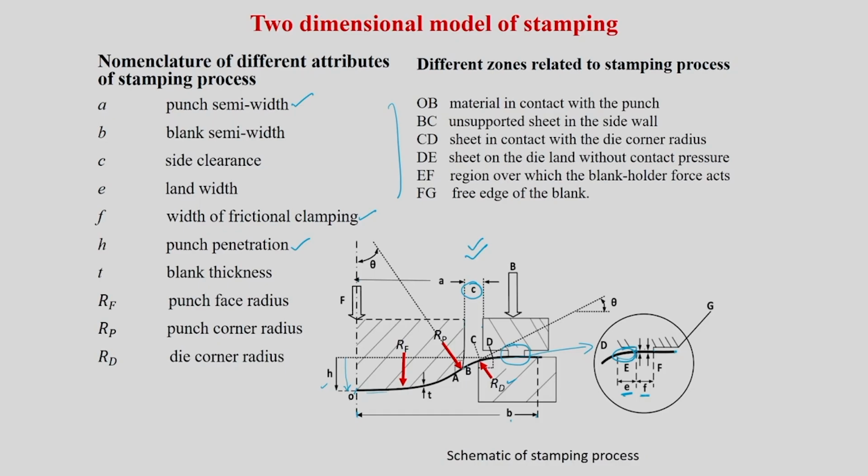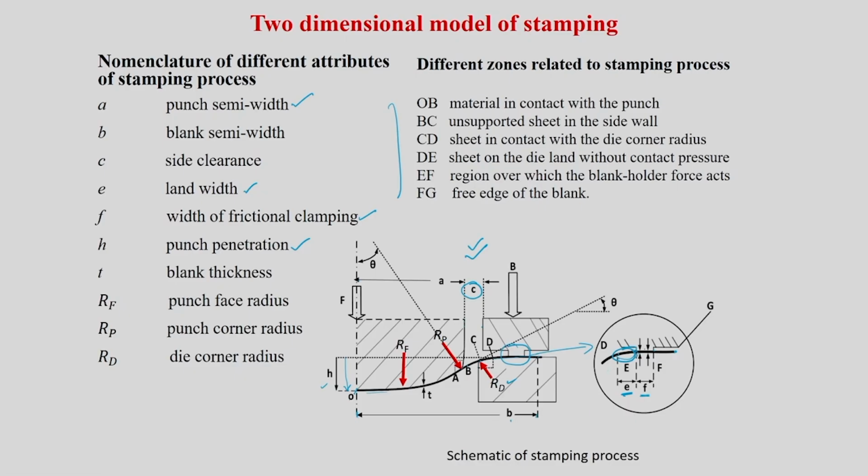There are different zones one can define. OB is the material in contact with the punch. From B to C, it's an unsupported region, that is your side wall, like the cup wall in deep drawing. So BC is the unsupported region, the cup wall between your die and the end of the punch. CD is the sheet in contact with the die corner radius, wherever you have contact in this RD. And DE is the sheet on the die land without contact pressure, whatever sheet is available over the land width.